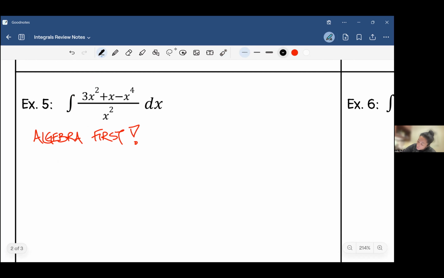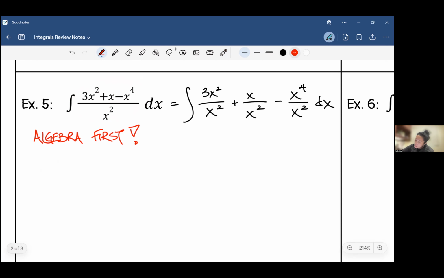All right. So here's what I mean by this. When we have a single denominator and multiple numerators, we can actually break this single fraction into 3 different fractions in this case. We can write it like 3x squared over x squared. That would be the first fraction, plus x over x squared. That would be the second fraction, minus x to the 4th over x squared dx.